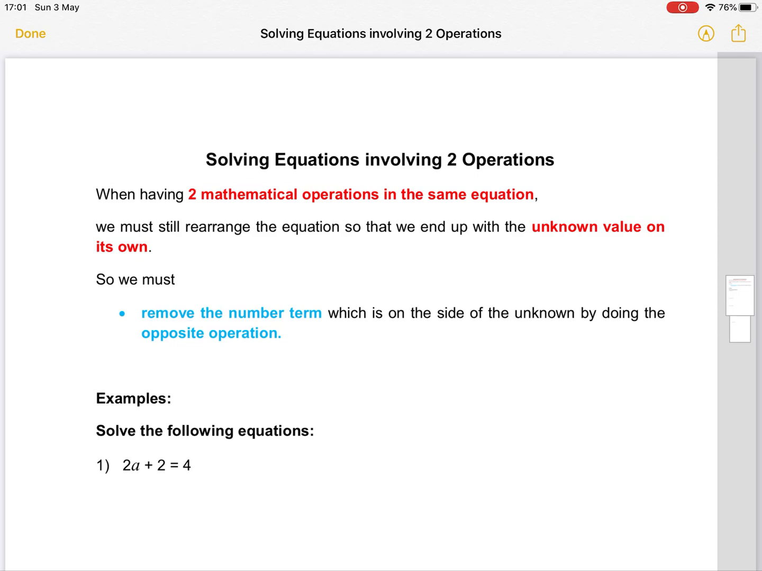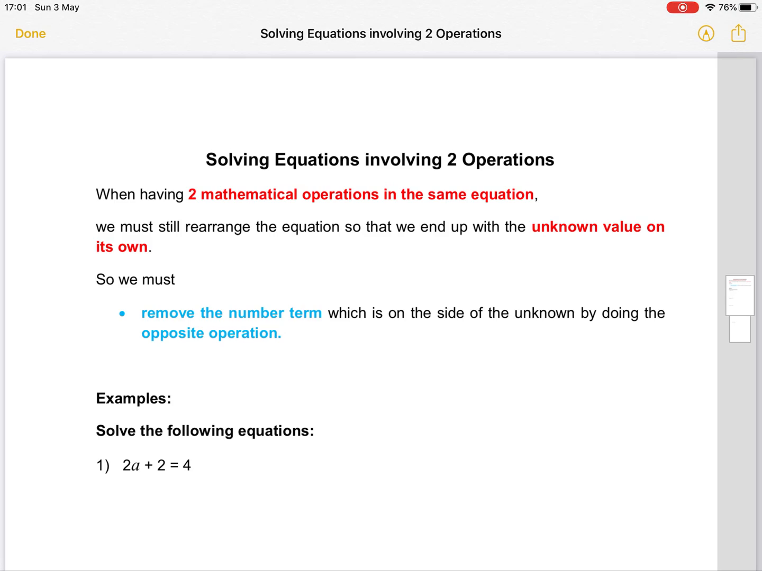Okay, so even if we have a letter term and a number term, we need to end up with the letter term on its own, and then eventually with the letter on its own, with the unknown value on its own. Okay, so we must remove the number term, which is on the side of the unknown, and we remove it by doing the opposite operation. We undo an operation by working the opposite operation.